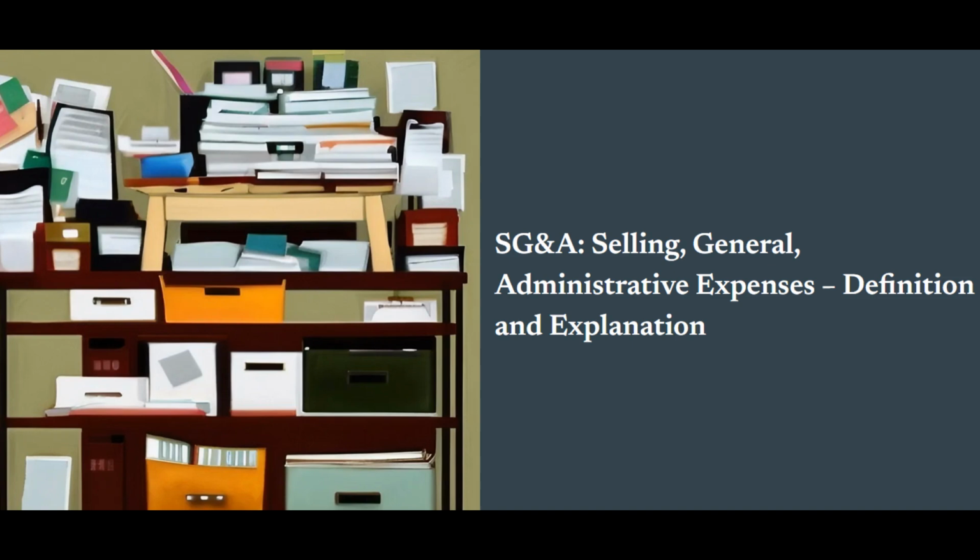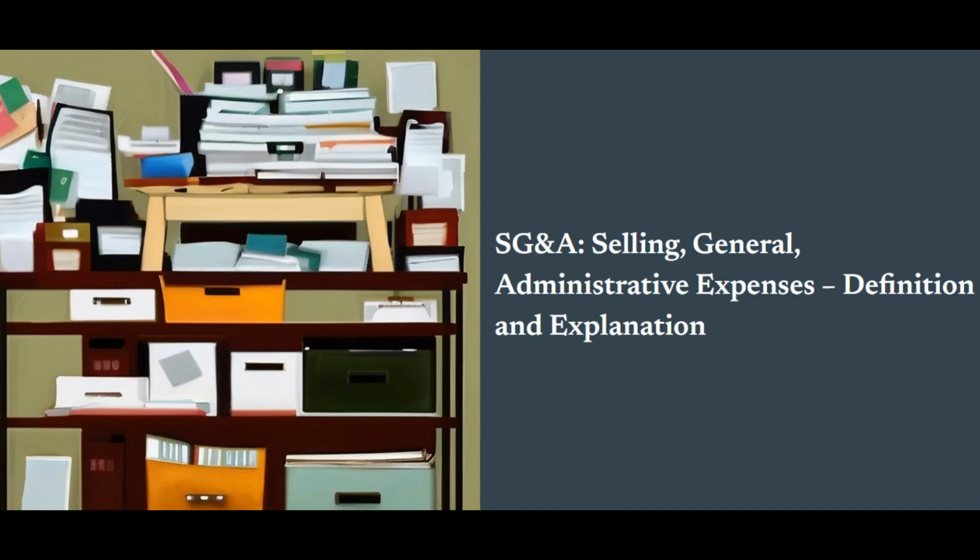SG&A encompasses all the costs that keep your business running day to day but aren't directly tied to the production of your goods or services. So, what does that mean in our coffee shop scenario? It includes things like the salaries you pay to your manager, the rent for your cozy little shop, the utilities to keep the lights on, and even the marketing expenses you incur to attract new customers. All these costs are crucial for your business to function, but they aren't the direct costs of making coffee.